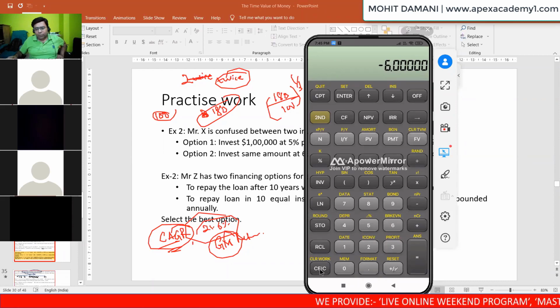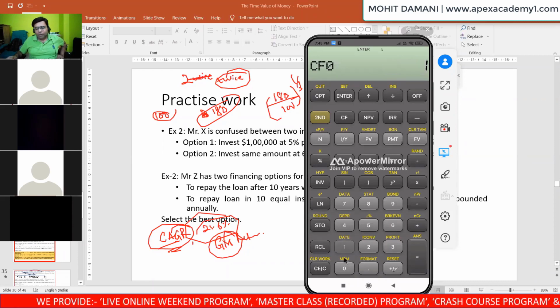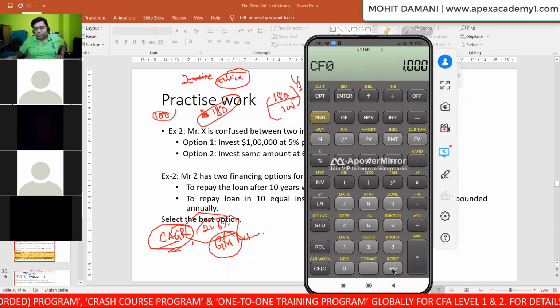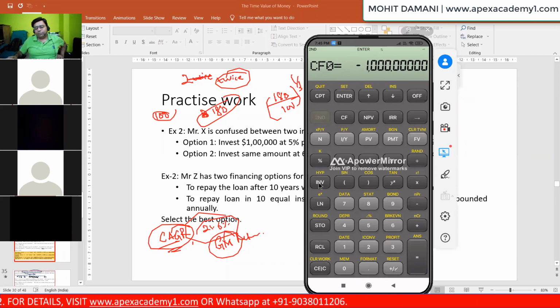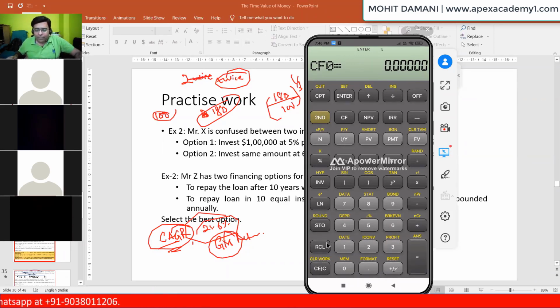Suppose you want to put in a negative in a cash flow. You want to put in $1,000 outflow. Enter 1000, then press plus minus, then press the enter button. The negative 1000 will come in. Thank you. Any other question?